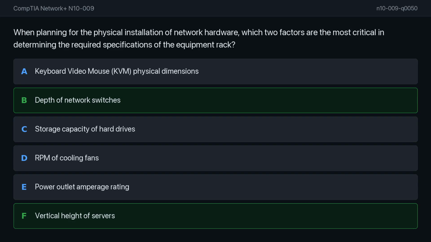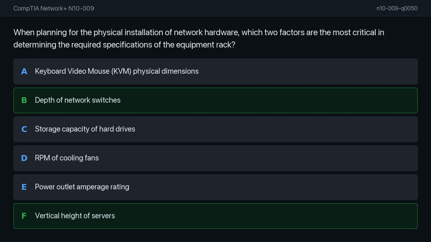I believe the correct answers are B. Depth of network switches, and F. Vertical height of servers. When sizing an equipment rack, the physical footprint of the hardware is the primary constraint. Server height is measured in rack units, or U, which dictates the vertical elevation needed.